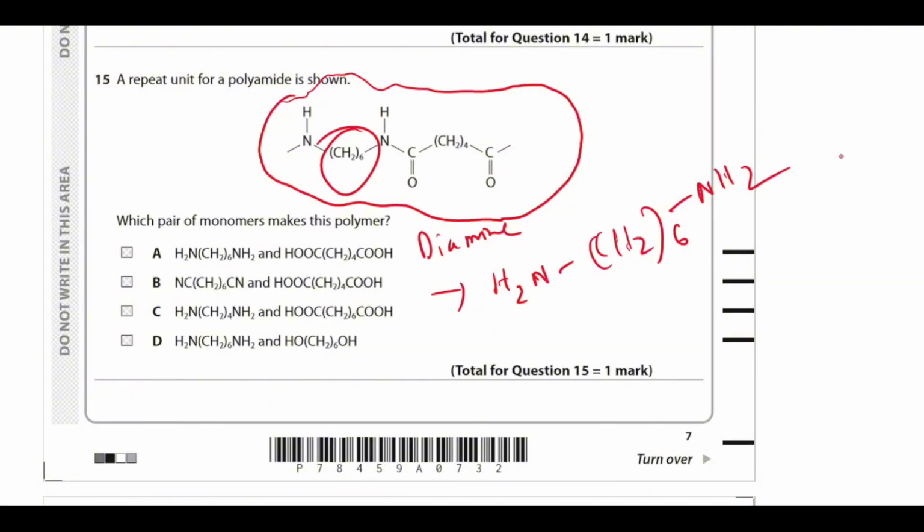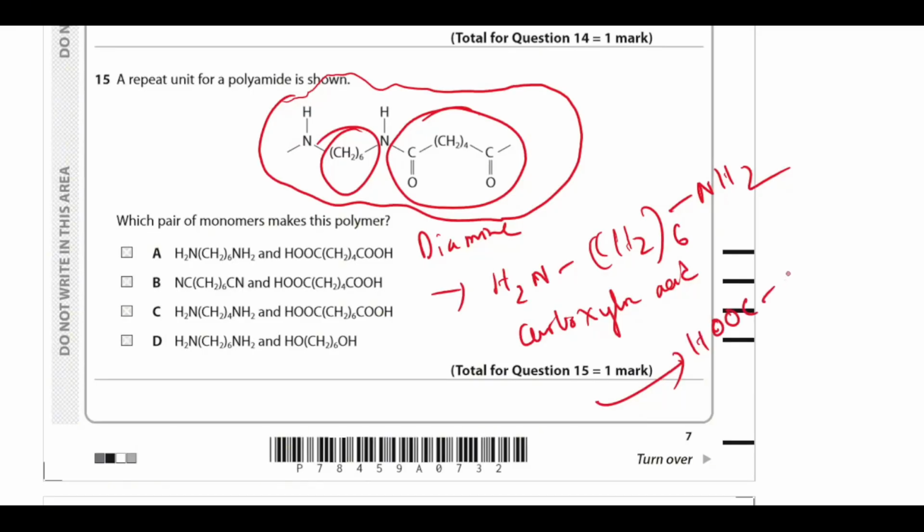Again, this other part here implies what? This part implies that it's coming from a carboxylic acid, which has, of course, a 4-carbon chain. Something like this, HOOC(CH2)4COOH. So let's kind of get them. We can clearly see A consists of these options, so A would be the best correct pair which makes this polymer.